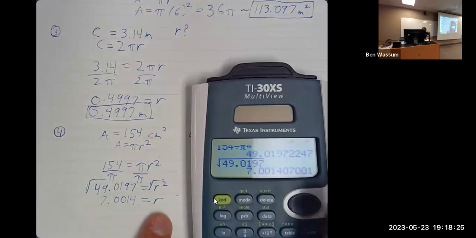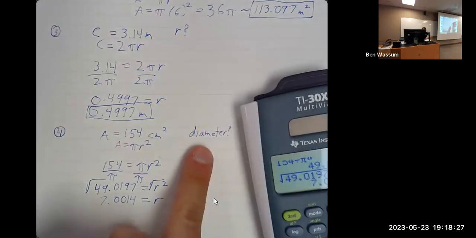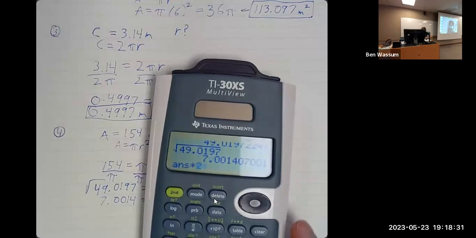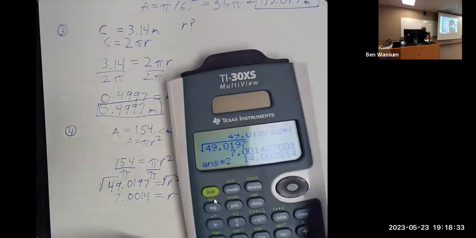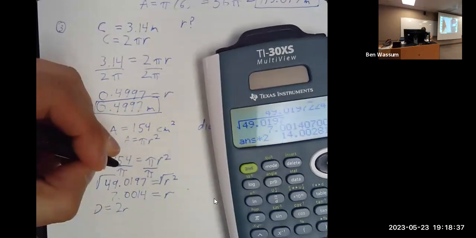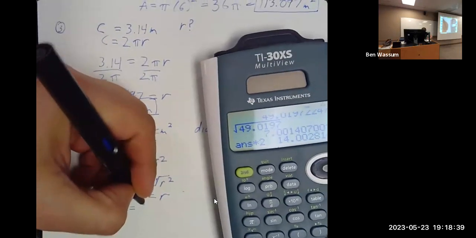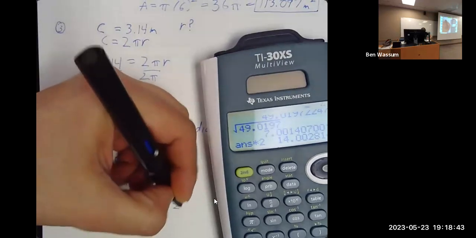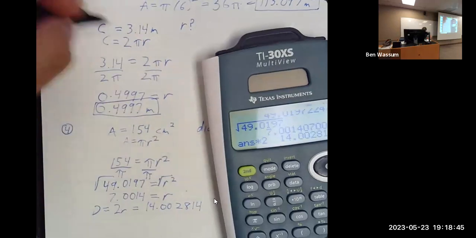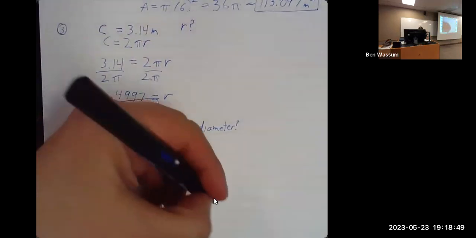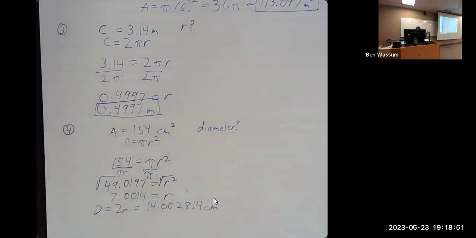Now that's our radius, but remember, we wanted the diameter. So I want 2 of that. The diameter is twice the radius, which is going to be 14.002814. This was originally in centimeters squared, so this is going to be in centimeters.